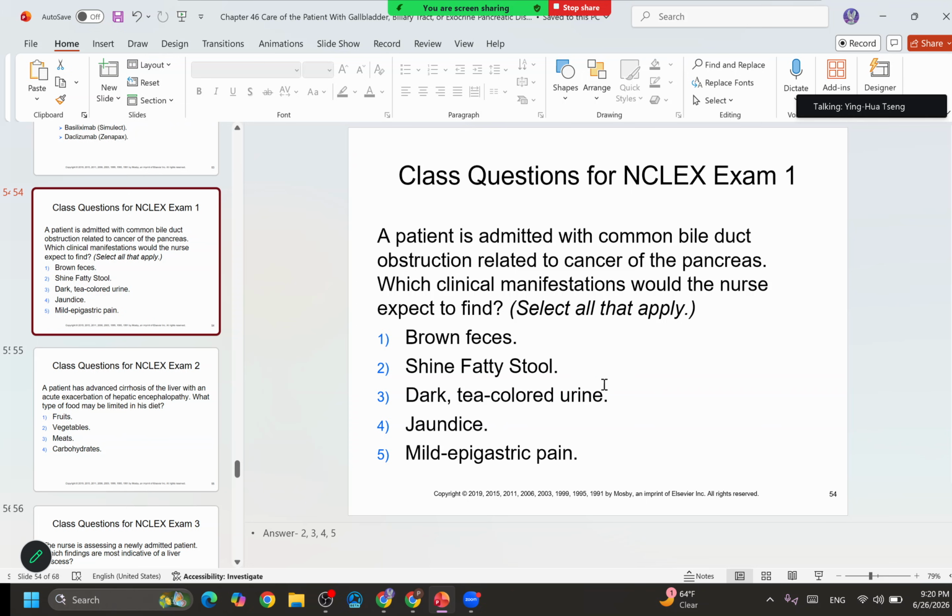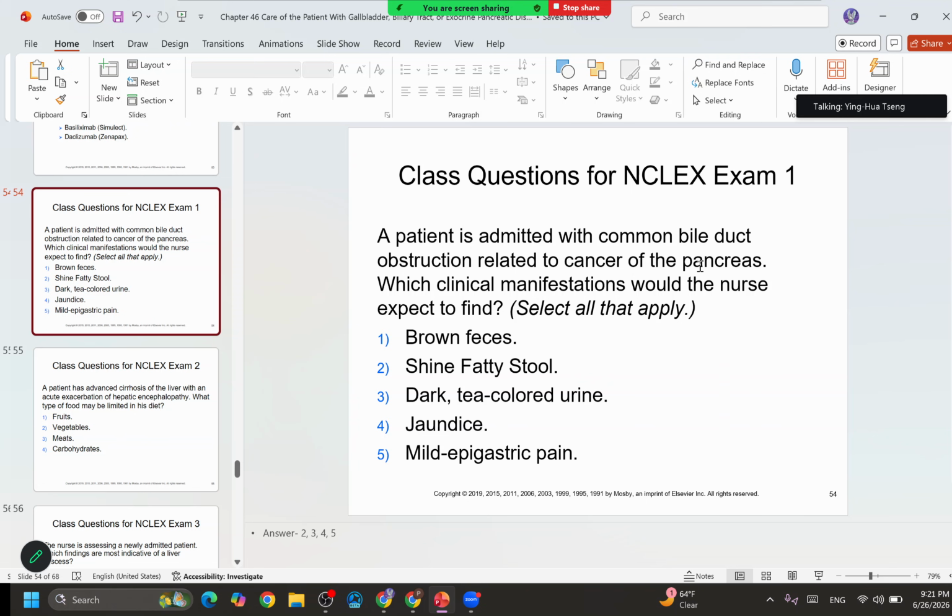Remember? All right. The dark tea color urine, is that possible? Yes, because all the bilirubin will go into your blood. That's why your urine becomes darker, like an amber tea color. And all the bilirubin going into your blood is what will cause the jaundice. The patient will have jaundice.